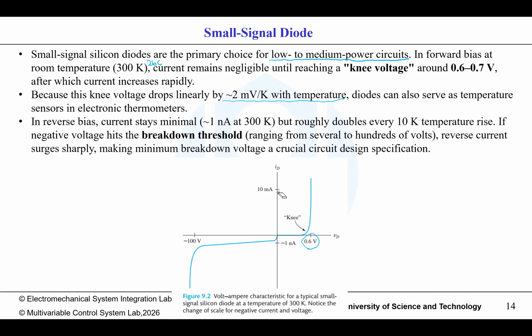In reverse bias, current stays minimal. It's about -1 nanoampere at 300 K, but roughly doubles every 10 K temperature rise. This figure is a little bit exaggerated. Actually, -1 nanoamp is very small.